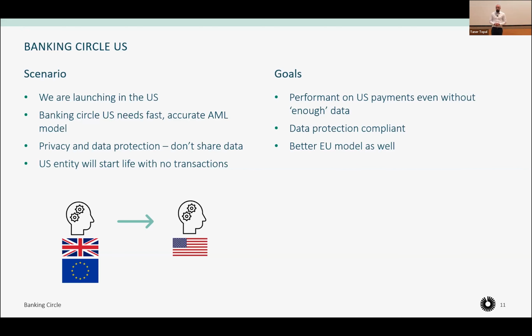We have to be data protection compliant. As I mentioned, we can't really share data between the two, so federated learning is a good fit for us. And as a bonus, we might be able to learn from the US in the future to help in Europe as well. So our primary goal here is better model performance in the US, but we might also get performance coming back the other way and helping us out in Europe as well.